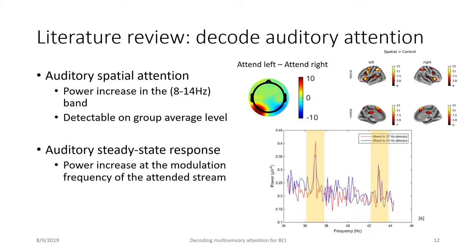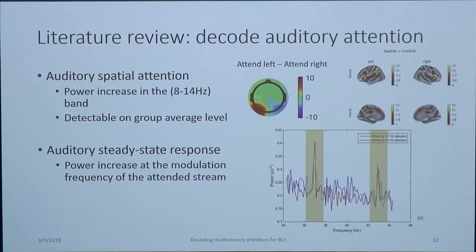And also for the steady state response, there was a work which nicely shows this increase. This is attention modulation in ASSR. When you are paying attention to, in this case, a 37 hertz pure tone, the 37 hertz component in your EEG signal will be higher than when you are not paying attention to it. And the same for when you are paying attention to 43 hertz. However, this is also an average of 10 subjects over several minutes of recordings.